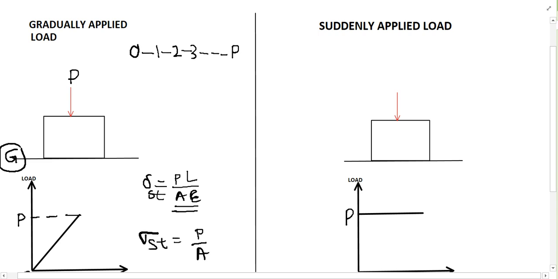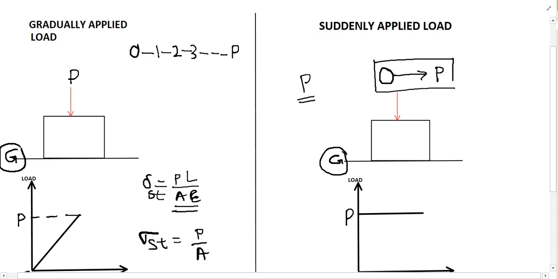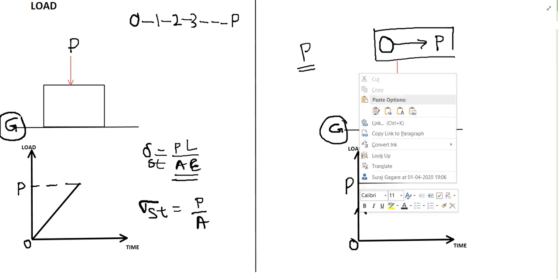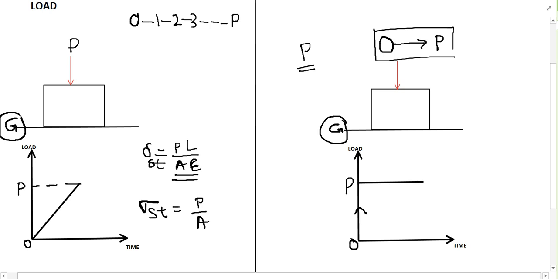Now in the case of suddenly applied load, again the same example, a block is kept on the ground and I have to apply a load P onto this block. Now initially the load was 0 and now I have increased the load from 0 directly to P in a very short interval of time. Such type of loading is called suddenly applied load. Here we can see the same in this graph. Initially the load was 0 and within a short interval of time the load has increased and reached P, and so this is called suddenly applied load.